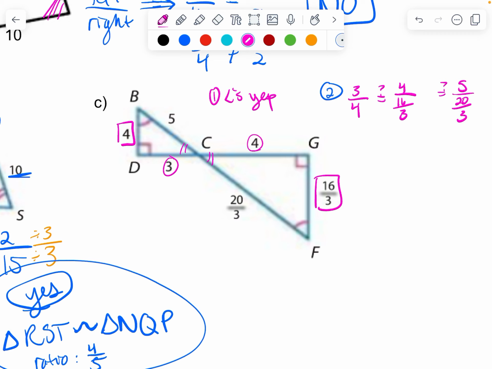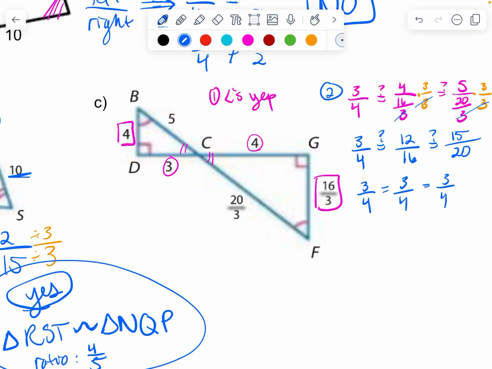And then see if that equals 5 with 20/3, which are kind of gross, you know. But you can do this little trick. Multiply by 3 for both of them. And you get 3/4. And then you get 12 over 16. And then this one you get 15 over 20. So if you know how to manipulate the fractions, it works. And you get 3/4 for all of them. So this is yes, scale factor 3/4.